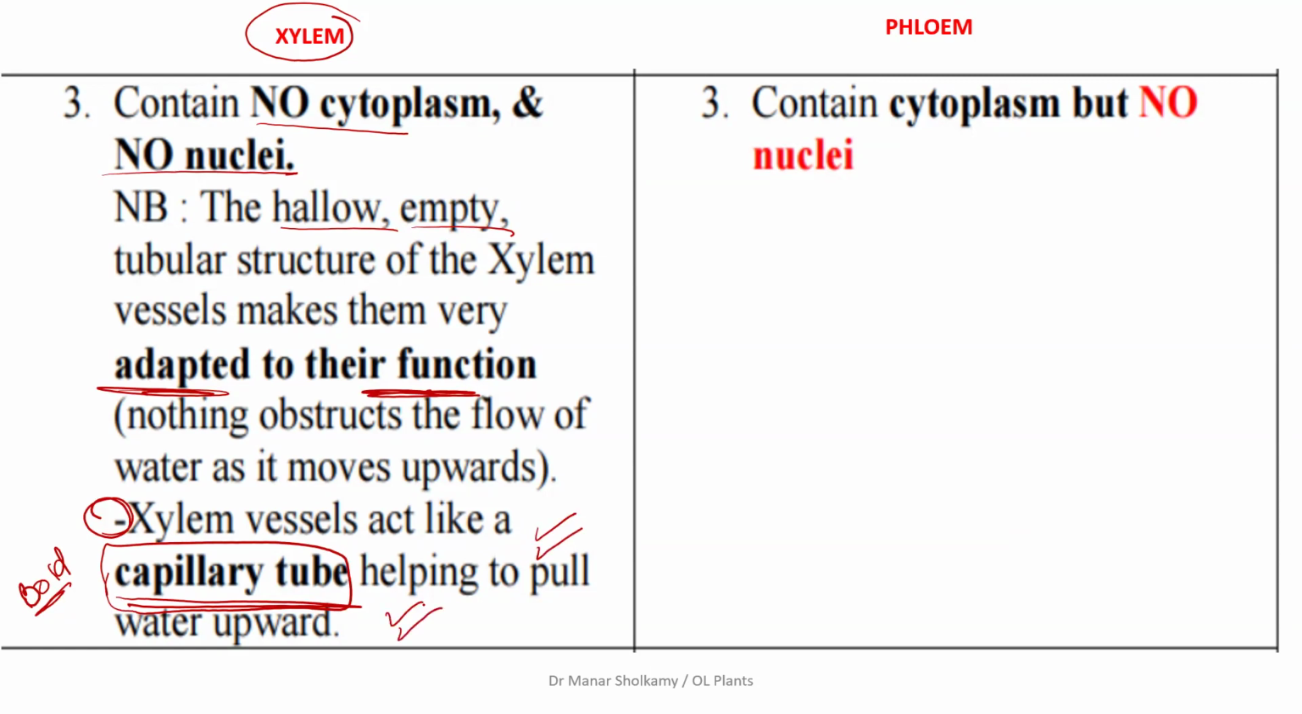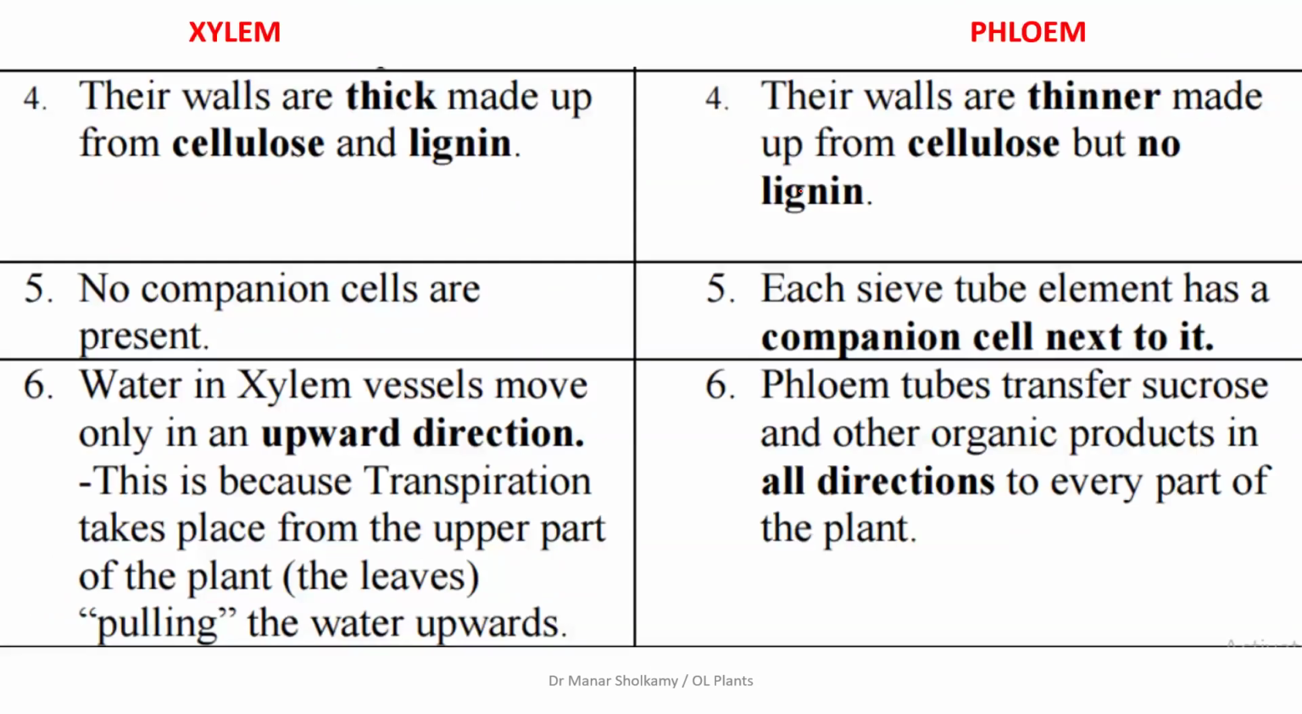The phloem contains cytoplasm but no nuclei. But it does contain cytoplasm, the phloem. That's why it is considered living. More differences. The cell wall of the xylem, or the walls, are thick, made up of cellulose and lignin. Phloem, their walls are thinner, made up of cellulose only, but no lignin. Are you all with me? Can you all hear me clearly, or is my voice lagging? Yes, it's clear.